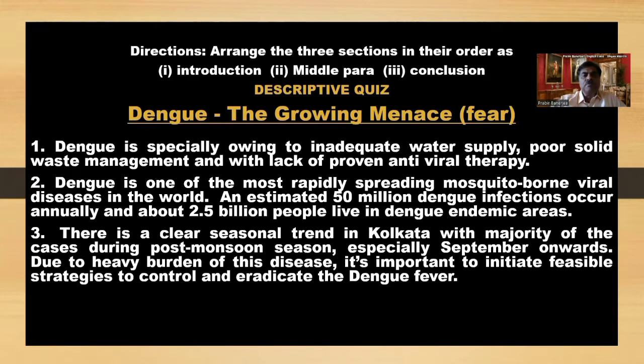And in section number 3, there is a clear seasonal trend in Kolkata, with the majority of cases during the post-monsoon season, especially in the month of September and onwards, due to the heavy burden of this disease. It is important to initiate feasible strategies to control and eradicate dengue fever. These are the 3 sections, and you will have to rearrange them. In the intro part, you can always use your WH, then the conclusion can be your suggestion, and the middle part will be the rest of the sentences. Okay, your time starts now.